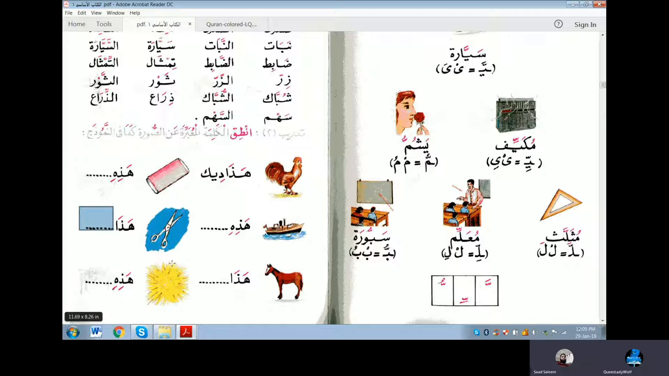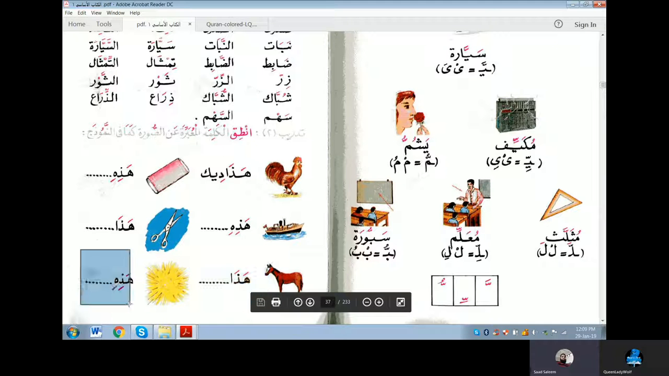Miqass. Haza Miqass. And this is scissors. Then Haza Hisanun. This is the horse. Hazihi Shamsun. This is the sun. Hazihi Shamsun. So now tell me what will be right here.